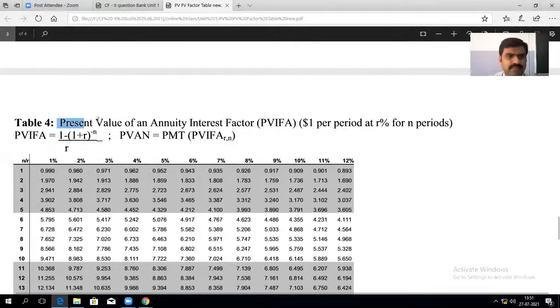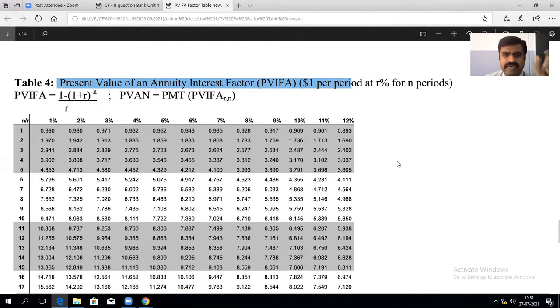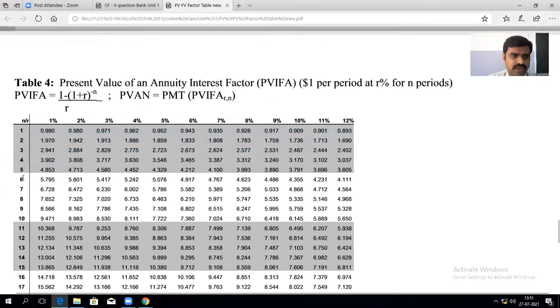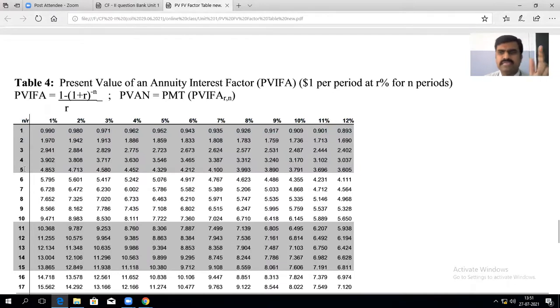This is the present value of an annuity interest factor table. You have to open it, and then we have to search in the line of the number of years the project is for. How many years is the project for? 5 years. Now you see this is your N. So you check this is for how many years? This project is 5 years. In the 5th year, you have to check now where is 3.847.